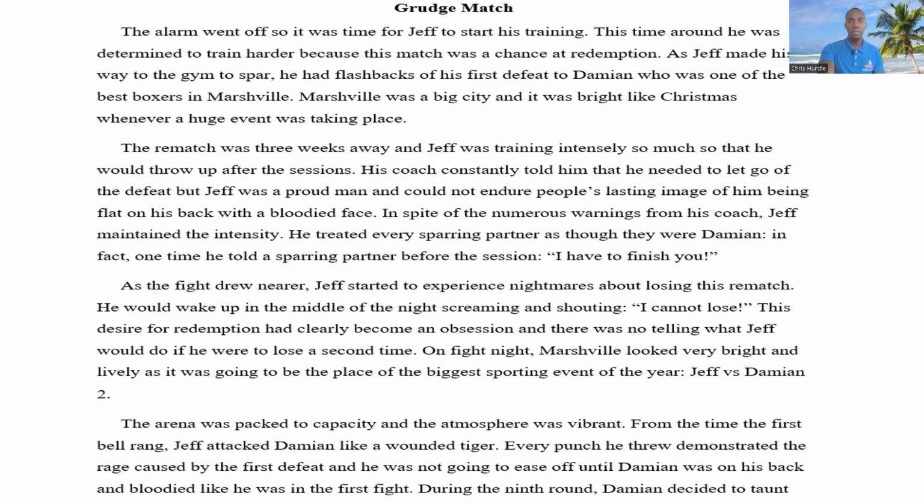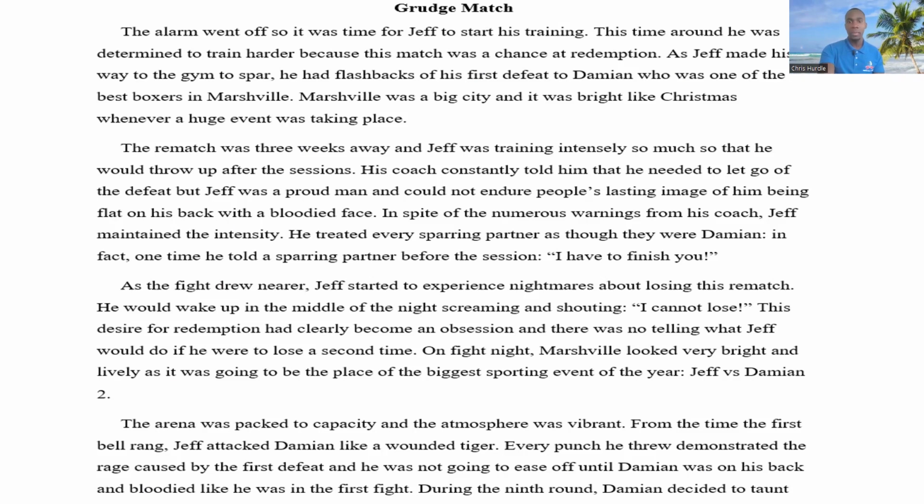On fight night, Marshville looked very bright and lively, as it was going to be the place of the biggest sporting event of the year, Jeff versus Damien 2. No, Damien or Damien, I mean, it doesn't matter, right? So that's all. So we're still building towards the climax, right?